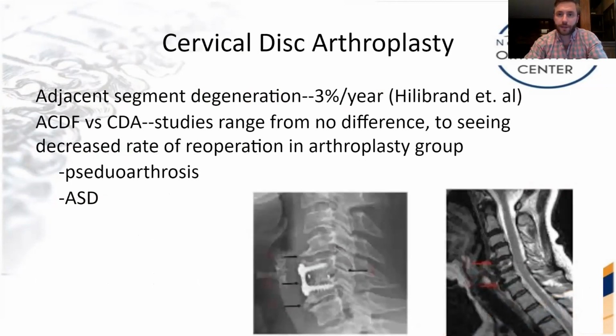Cervical disc arthroplasty. This was first invented as a way to try to combat the adjacent segment degeneration, which is most commonly quoted at about 3% per year, based on one of Hillebrand's studies. Studies have looked at fusion versus arthroplasty, and these have been all over the map, and it depends who is performing the study. Is it the companies who make the cervical disc arthroplasty prostheses? Is it companies who make the fusion prosthetics? Is it an independent company? So really they're kind of all over the map.